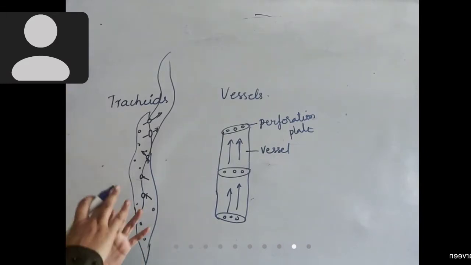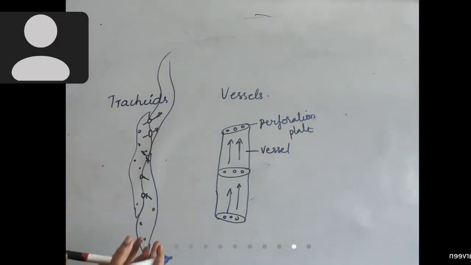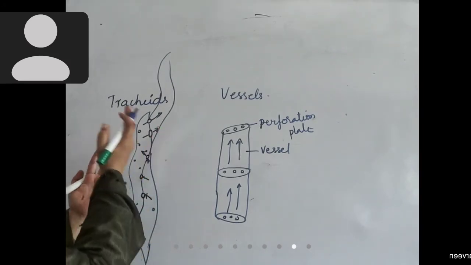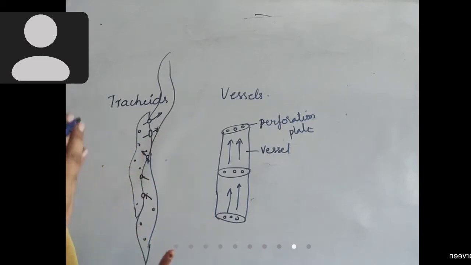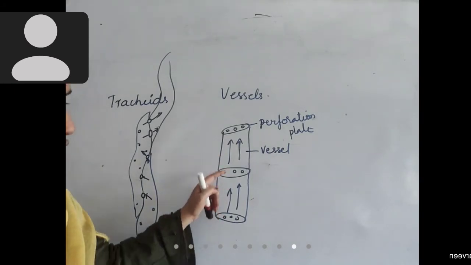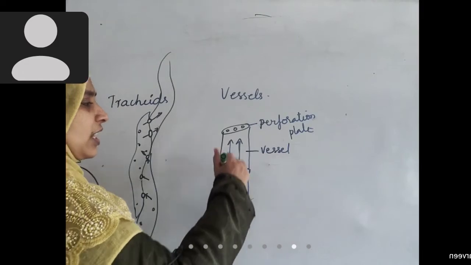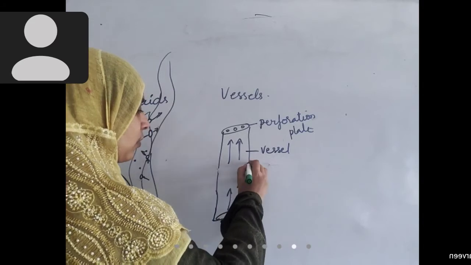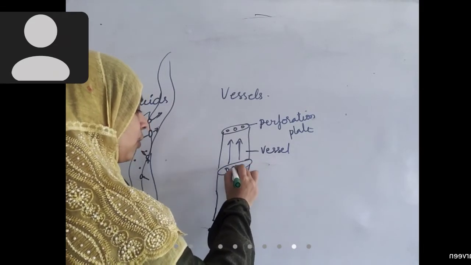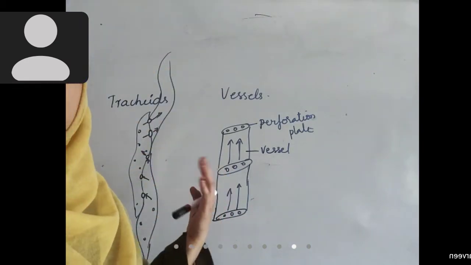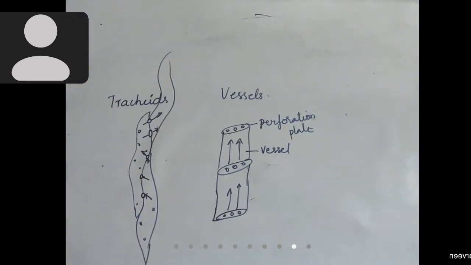In all the side walls, there are holes. This is a 2D diagram. If you see it in 3D, cells are present on all sides, and all sides have common walls. Through that the conduction takes place. But vessels are short, and the conduction takes place in this direction, somewhat cross like this, not straight. So vessels have a perforation plate in which pores are present. Through those pores, the conduction takes place. That is the difference between xylem tracheids and xylem vessels.